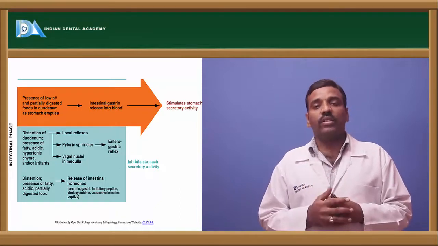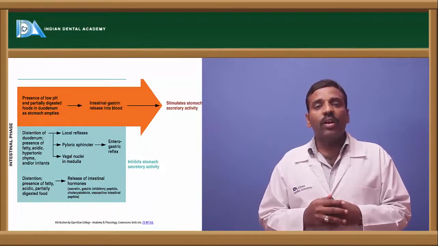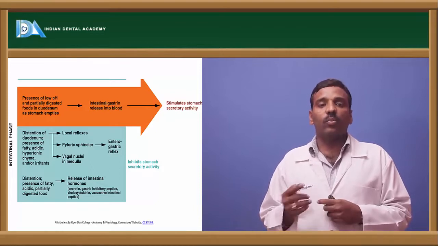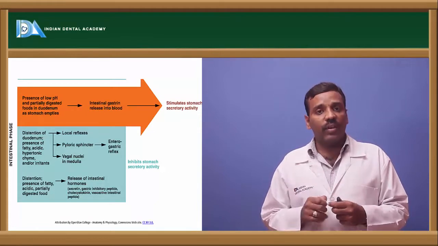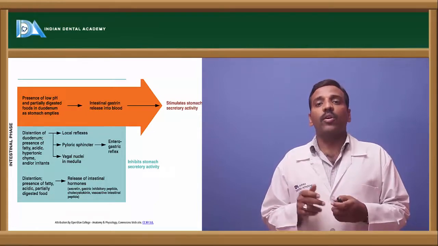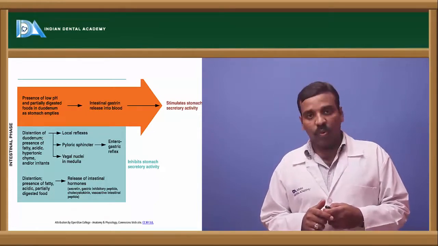Phase 1, the cephalic phase, is completely neural action. Phase 2, the gastric phase, is both humoral and neural action at the same time, and the third phase, the intestinal phase, is completely humoral action. It is by the hormones.